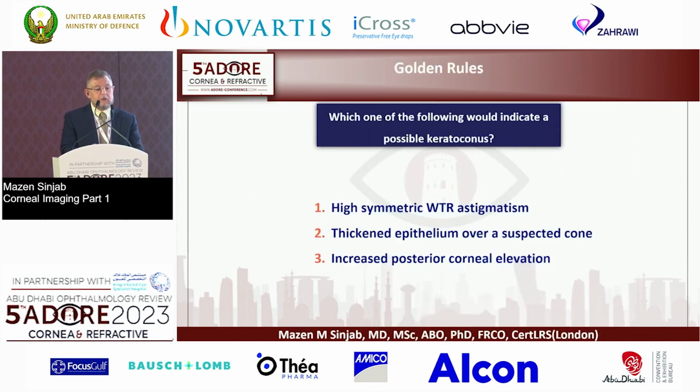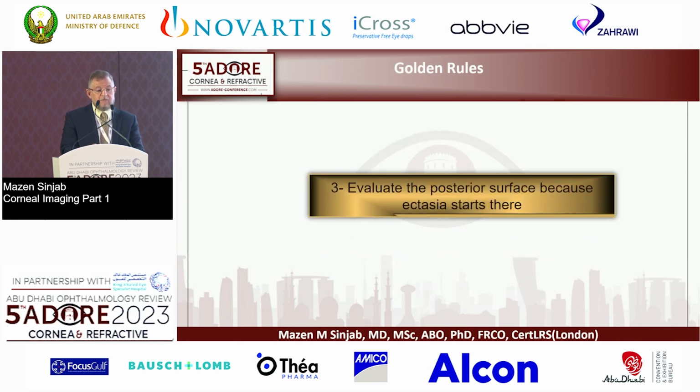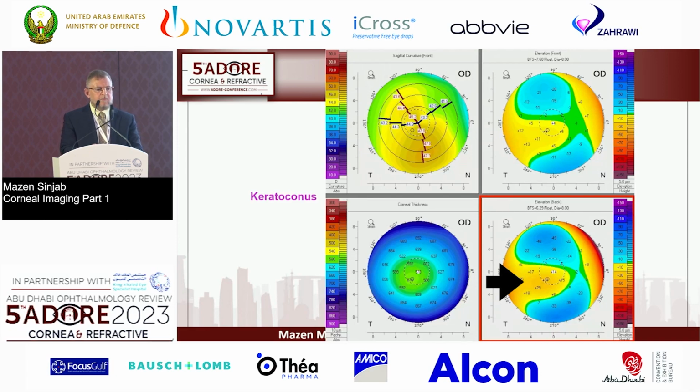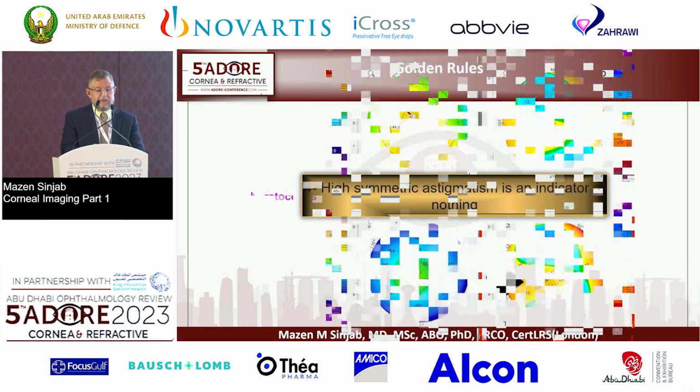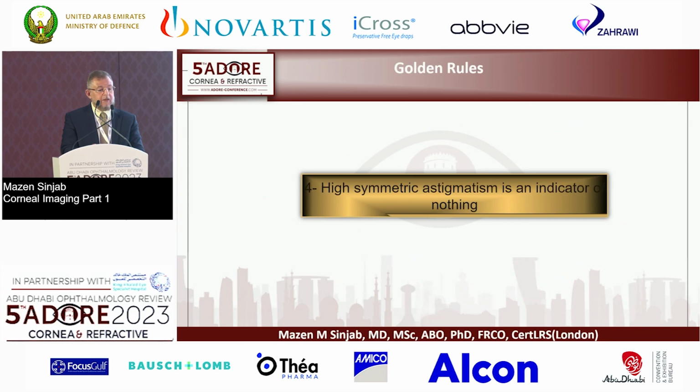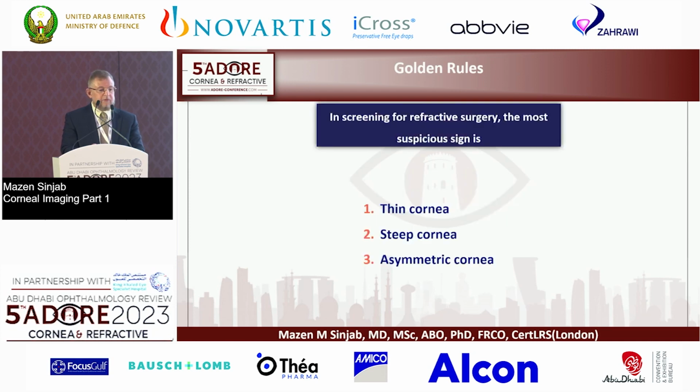Which one of the following would indicate a possible keratoconus? Increased posterior corneal elevation. Evaluate the posterior surface because ectasia starts there. This is a case of keratoconus. Now, high symmetric astigmatism is an indicator of nothing. So don't depend on the amount of astigmatism.